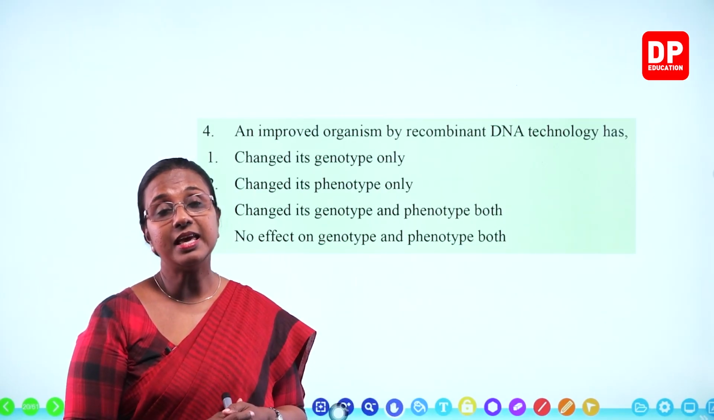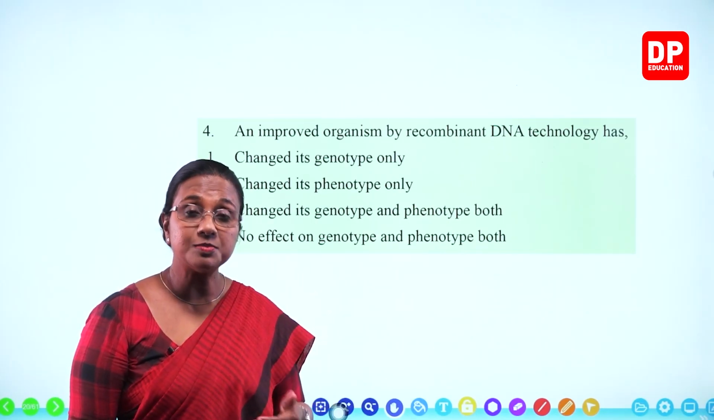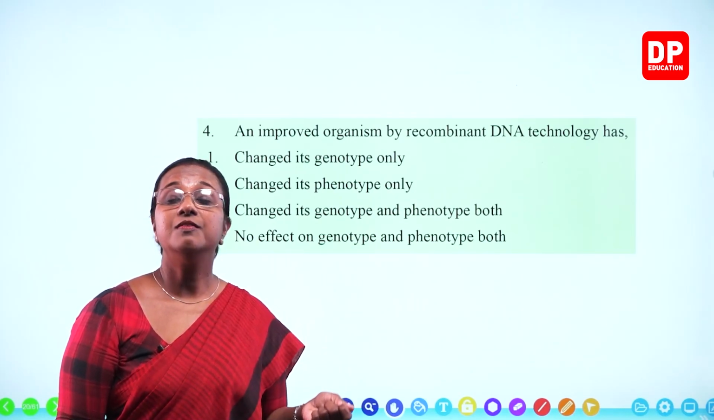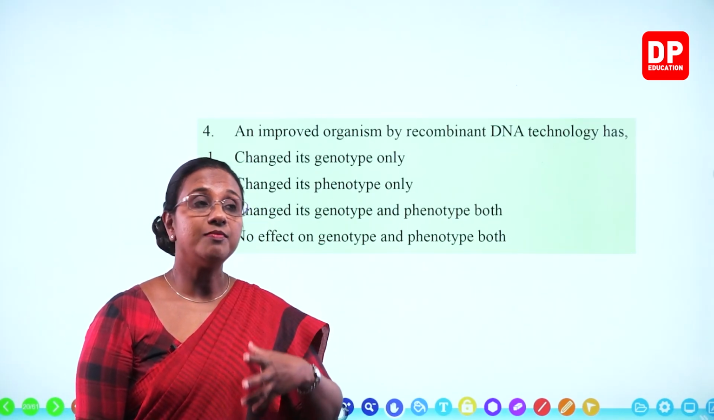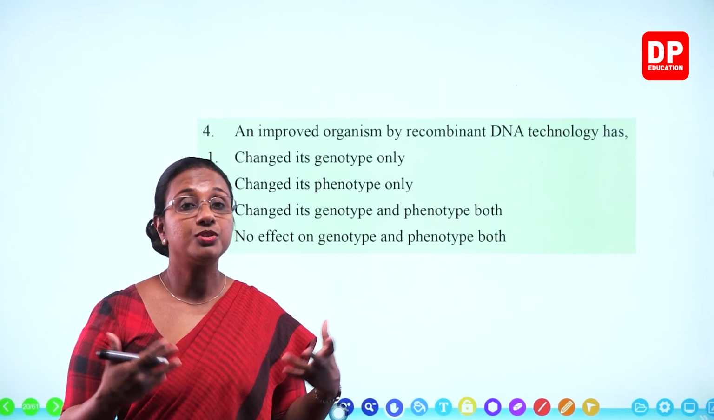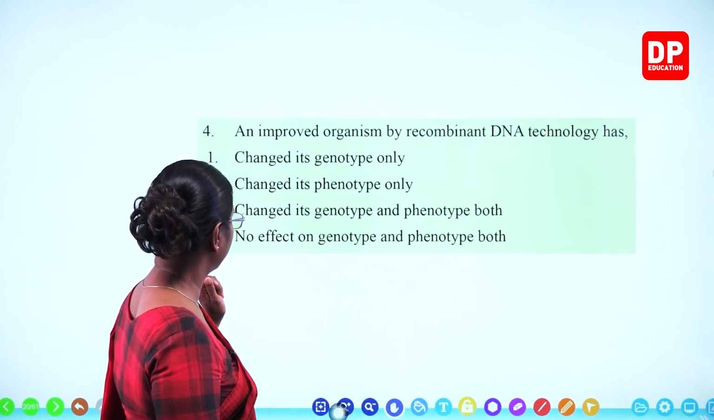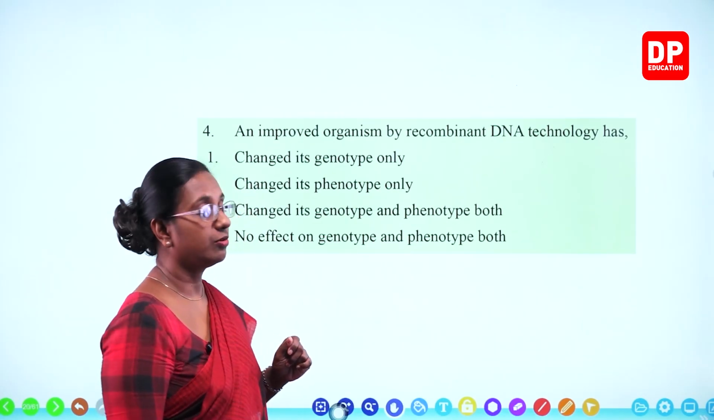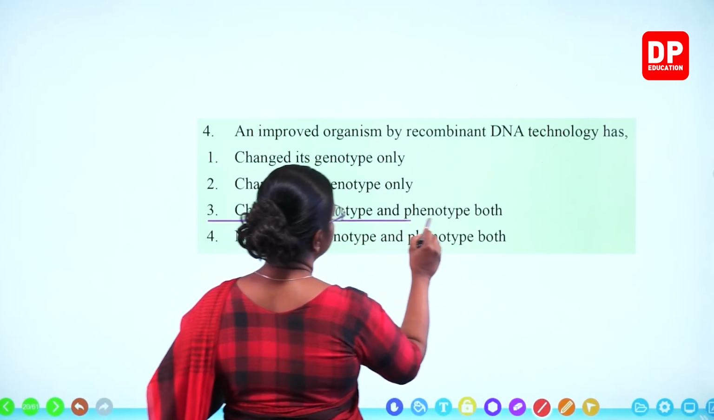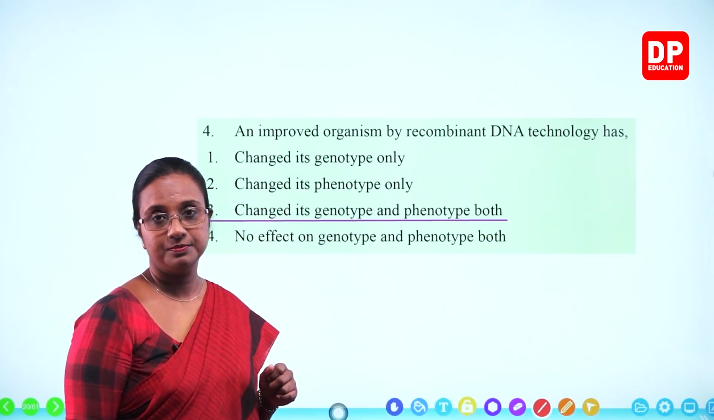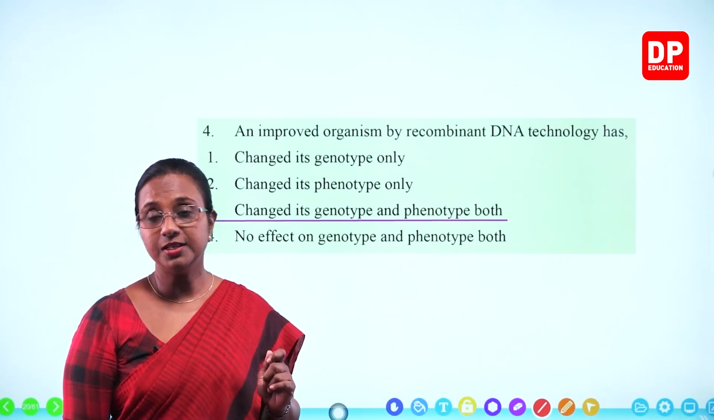For example, let's say a crop resistant plant. The character crop resistant plant is expressed by that genotype. So that is the phenotype. So that is possible by this. Or let's say a phenotype where you have a larger fruit. So the phenotype will be changed. So change its genotype and phenotype both. No effect on genotype and phenotype, that is also wrong. So the correct answer is going to be change its genotype and phenotype both. Is that clear to you? So with that, we'll move on to the next slide.